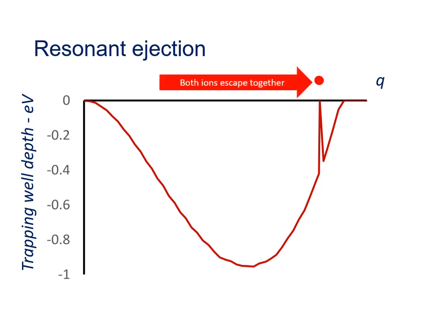And that's why the second benefit of resonant ejection is improved mass spectral resolution. And that's true for both linear ion traps and quadrupole ion traps. And it's for that reason that all commercial ion traps use a resonant ejection method.